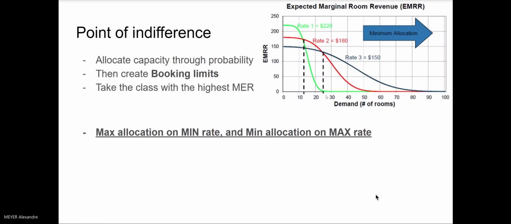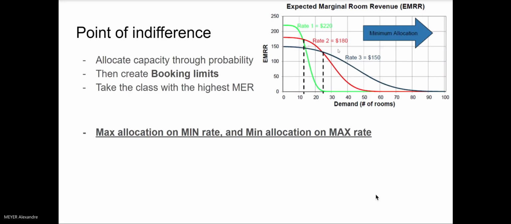So you must remember that for a minimum rate, you have a maximum allocation. However, for the very high rates, you only have a minimum allocation. The reason for that is, well, you want to sell at minimum 12 rooms at $220. But if you sell 15 rooms, which is above your limit or your minimum, you're better off, right? Because you're selling rooms at a higher rate. So it's more advantageous for you.